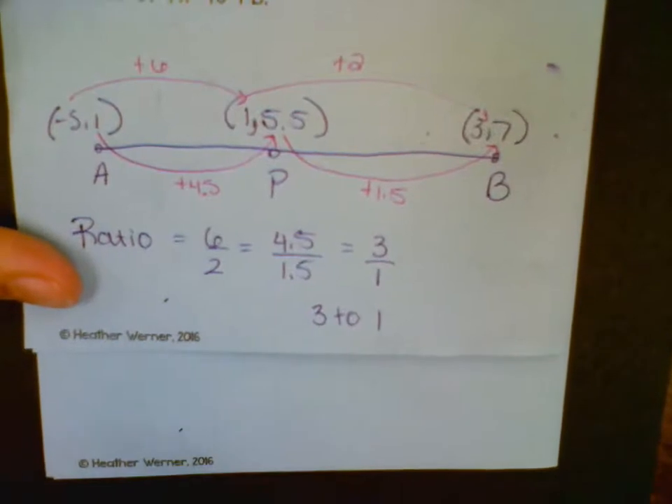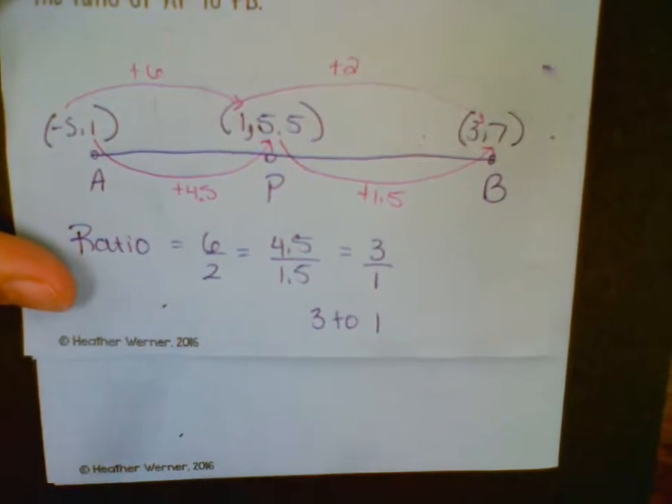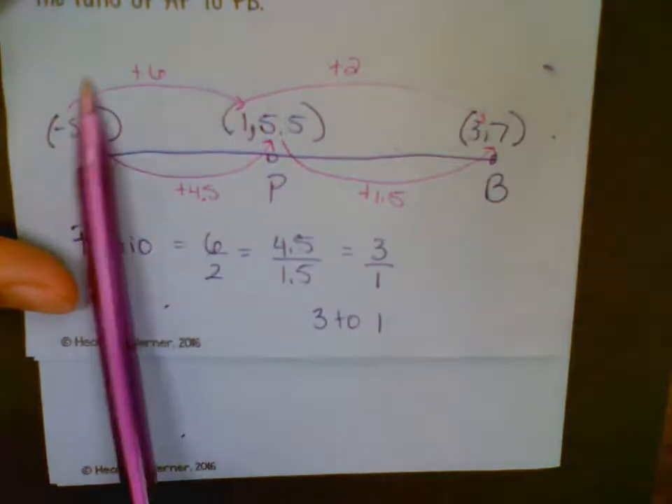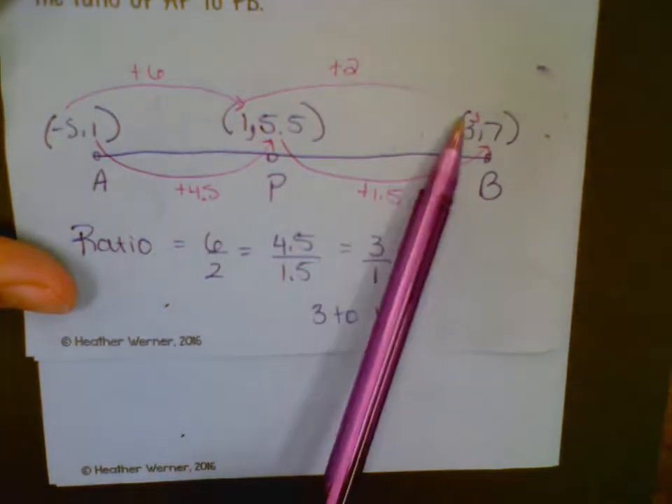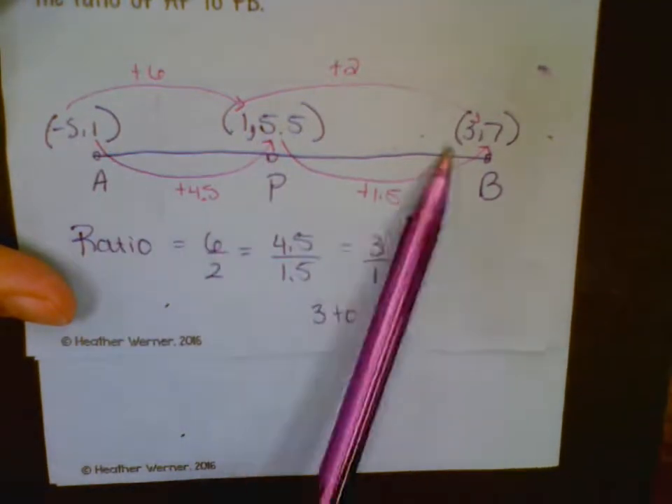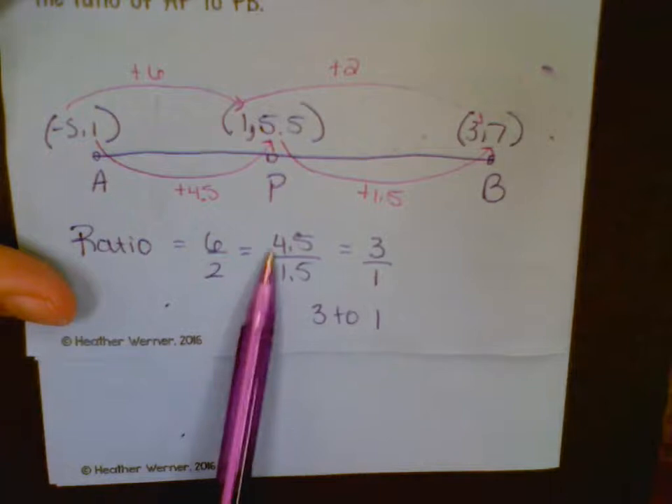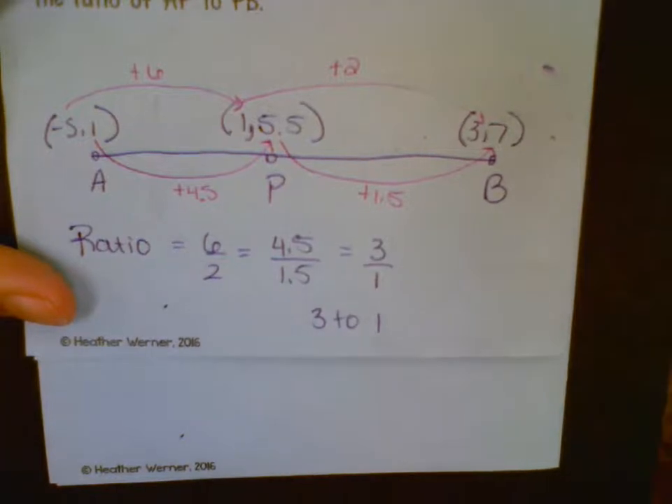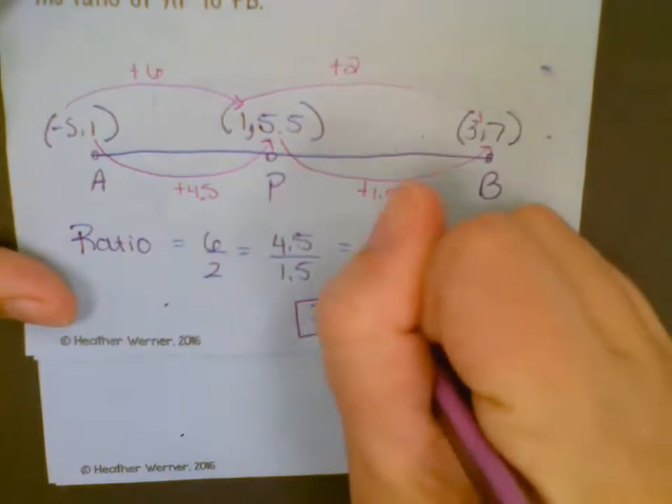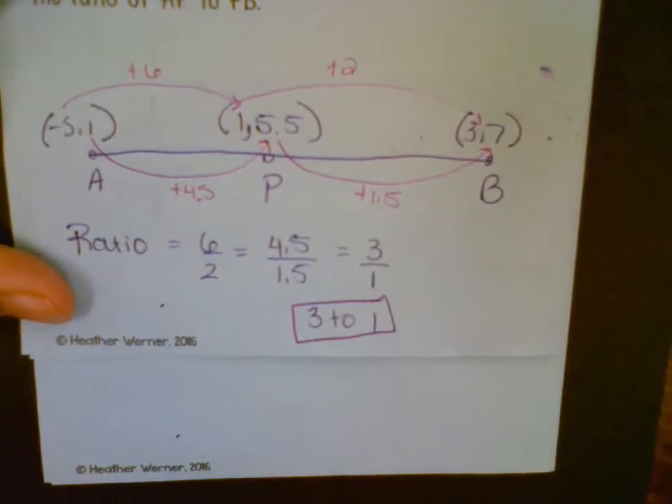Okay, so this one ended up having decimals, but the ratio still works out the same. So for the x's we changed by 6 and then we changed by 2. Our y's changed by 4.5 and then 1.5. But no matter how you do it, if you reduce these, you end up getting 3 to 1. So our ratio is 3 to 1. And that is all.